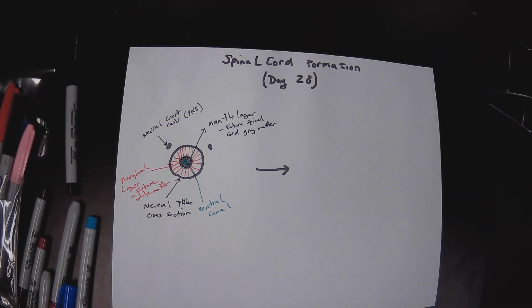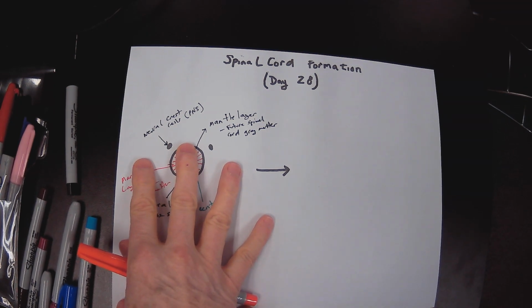Okay, so you have your central canal in the middle, you've got your mantle layer. On the outside, a whole bunch of neuronal cell bodies that are surrounding that central canal. And then outside of that, you have extra white matter. There's lots of white matter there that doesn't have a destination yet. That's called your marginal layer. And this is what exists at about day 28.